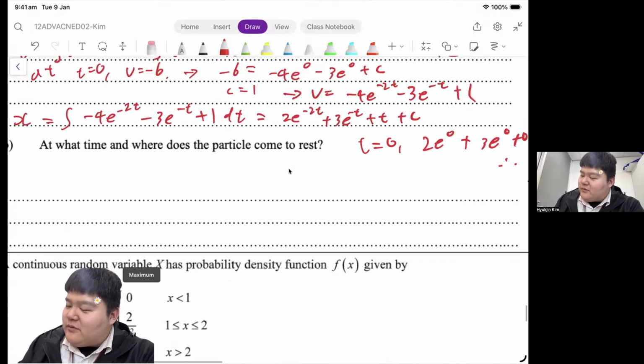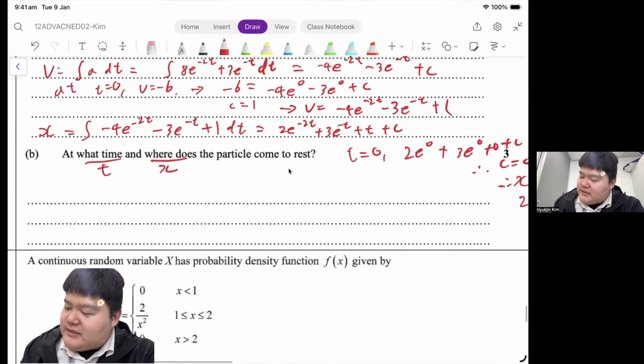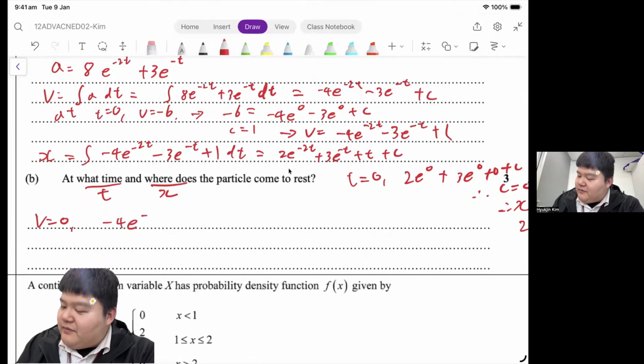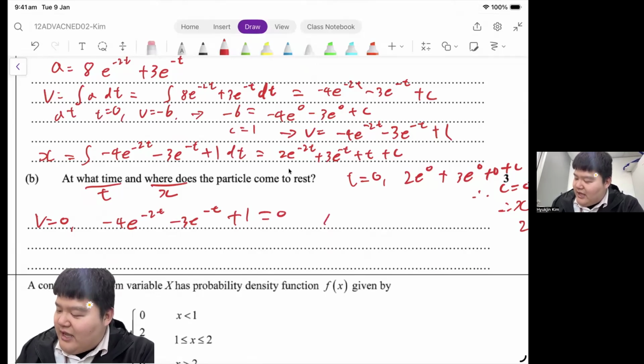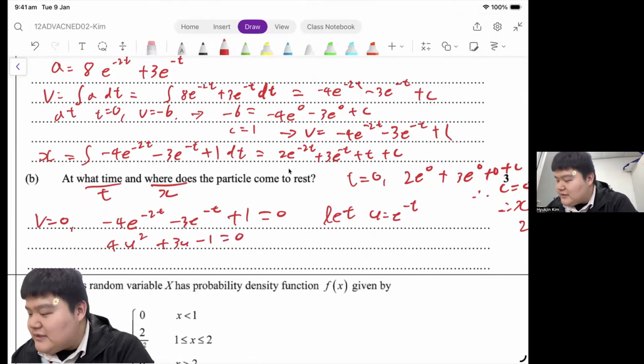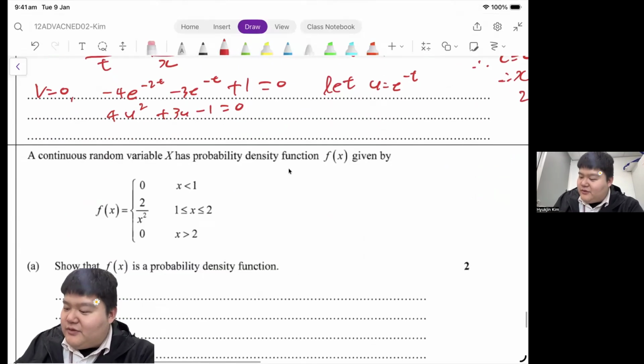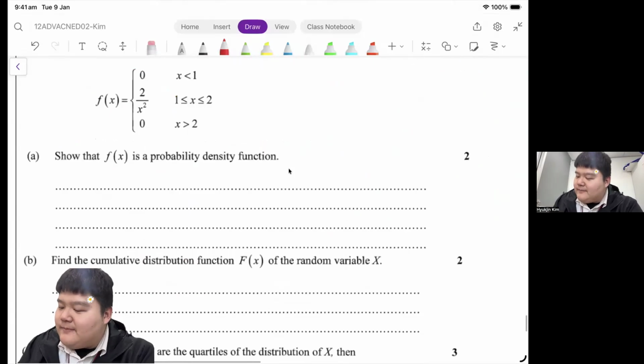What time and where does the particle come to rest? This is looking for t and this is looking for x. We're looking for velocity equals 0. That means negative 4 e to the power of negative 2t minus 3 e to the power of negative t plus 1 equals 0. Let u equal e to the power of negative t. I'm just going to simplify this, 4u squared plus 3u minus 1 equals 0. I divided by negative as well at the same time. So now this becomes a quadratic, and you solve it. I'm not bothered for this. And you sub it into t and sub it into x.